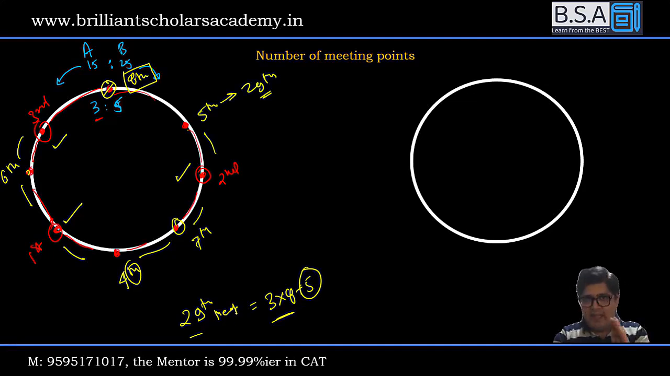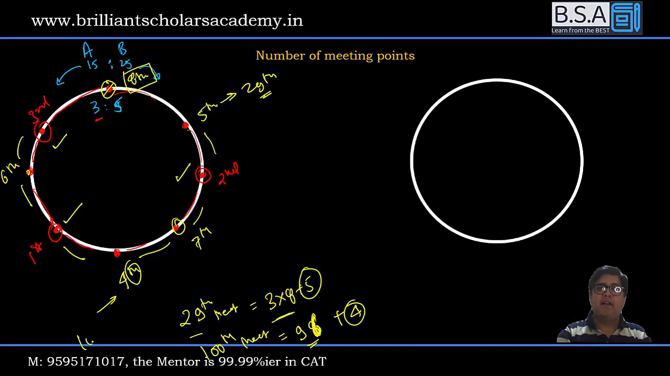You want to find out which is the 100th meeting point. 100. How can I write 100? 100 is 96 plus 4. 96 is a multiple of 8. What is plus? Plus 4. So this is the 100th meeting point.